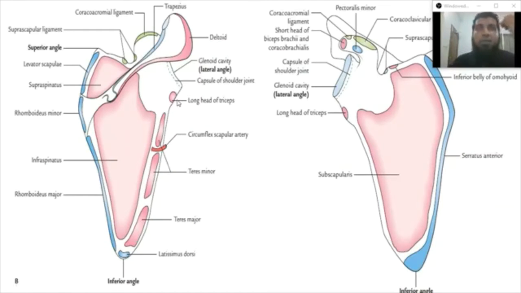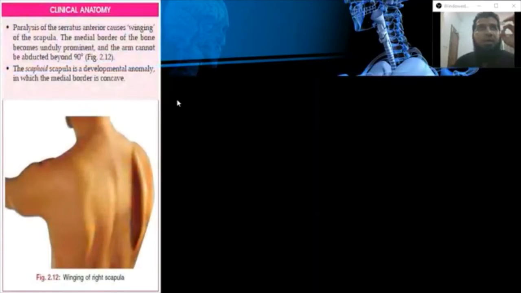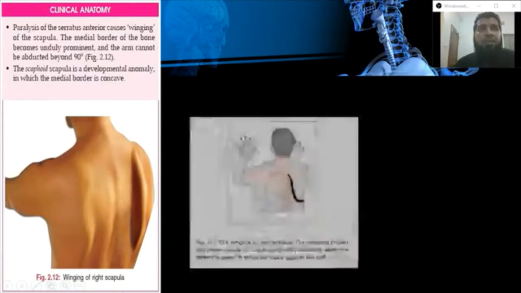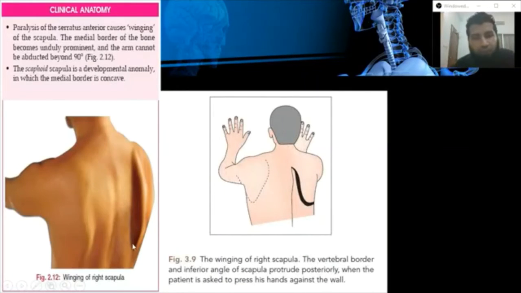Shreya, thank you. So these are the important questions about the scapula. This is a figure showing the winging of scapula. Actually these are two figures, both of them showing the winging of scapula. Paralysis of the serratus anterior causes winging of scapula. I've already mentioned earlier, the medial border of the bone becomes unduly prominent. It looks prominent, and the arm cannot be abducted beyond 90 degrees in case of winging of scapula.